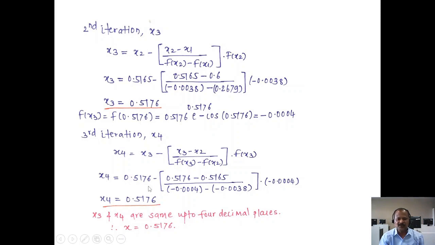x4 is equal to 0.5176. Now if you compare the values, x3 is 0.5176 and x4 is 0.5176. Both values are the same, so we stop, and this is the root of the equation. So the final answer is x is equal to 0.5176.